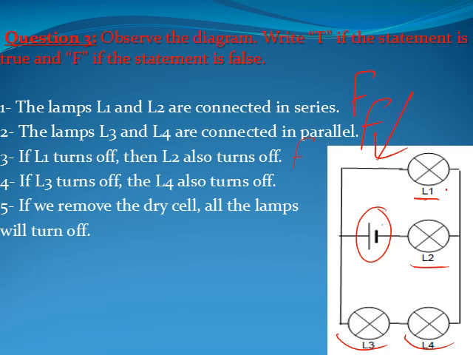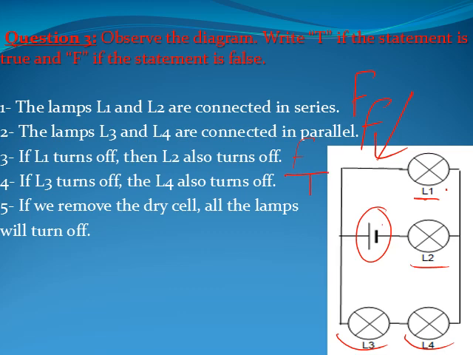Number 4. If L3 turns off, then L4 also turns off. L3 and L4 are connected in series. So whenever one lamp turns off, the other will also turn off. So this is true. So you have to write D.